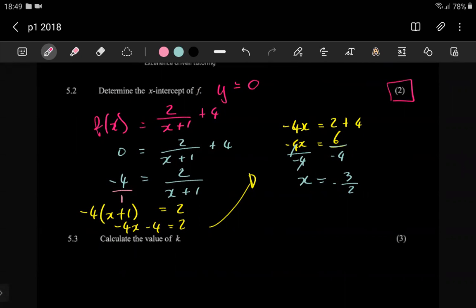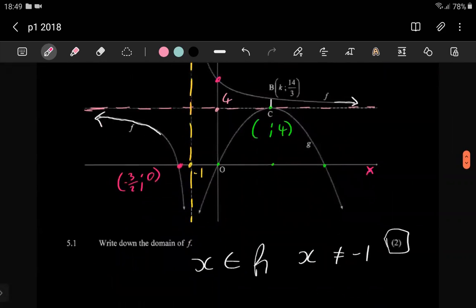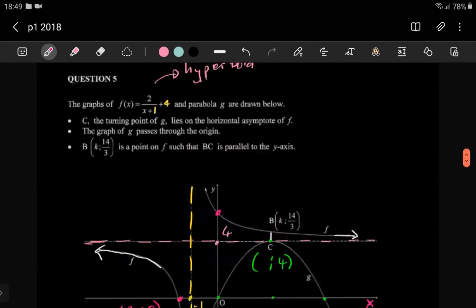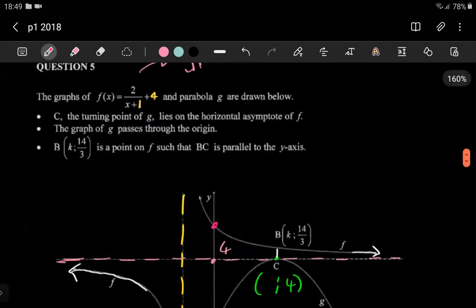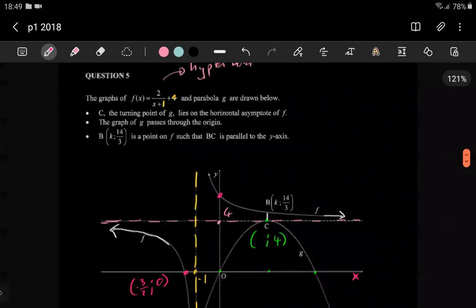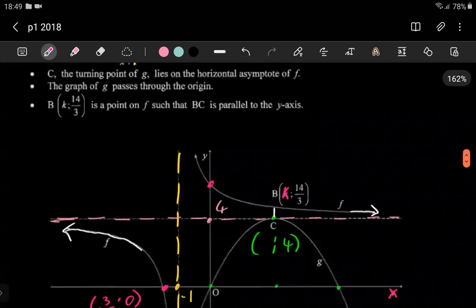For 3 marks, they're asking us to calculate the value of k. If you look at what we're doing, whatever question we have, we're always going back to the sketch and the description, because where else are you going to go? So them asking for k, the idea is, where is k mentioned? k is the x value of b. So that's what you should boil the question down to: the question is just asking for the x value of b. Now, where is b? b is a point on f.